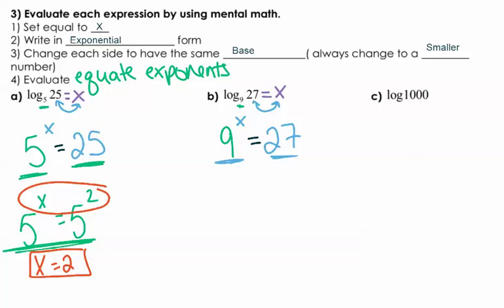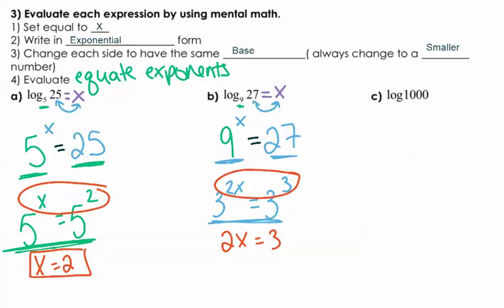So I can change 9 into 3 squared, and we still have that x. And I can change 27 into 3 to the 3rd. Well, now that we have the same bases, I can go ahead and set my exponents equal to each other. So I'll have 2x equals 3, divide by 2, and I'm going to see x equals 3 halves. That got a little squished there, sorry.